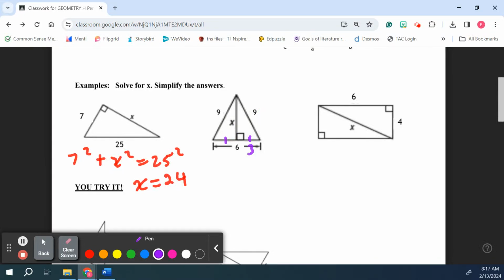So in order to solve for this leg, we're going to have 3 squared plus x squared equals 9 squared. Someone tell me, what is x in simplest radical form? I sure hope you guys are working on this. Like I said, simplest radical form, not going anywhere.